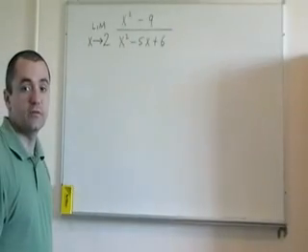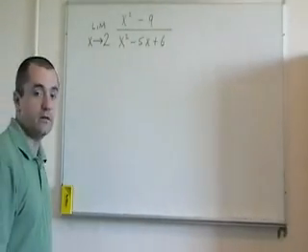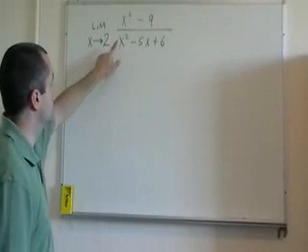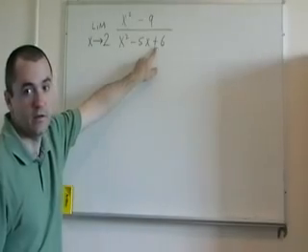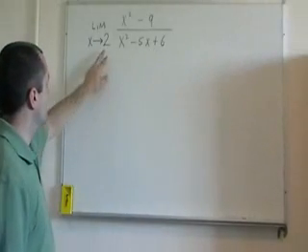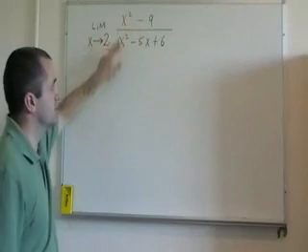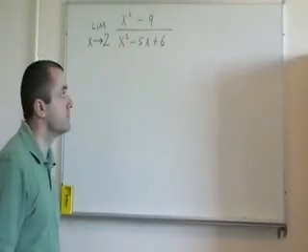In this video, I want to do a more difficult limit problem. So the problem I'm going to look at is the limit as x goes to 2 of (x squared minus 9) over (x squared minus 5x plus 6). So as usual, we begin by substituting 2 into the function to see if the function will become undefined.